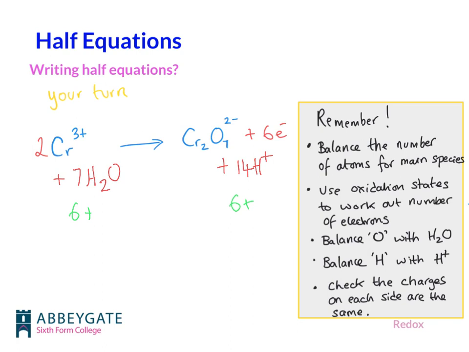Let's just write that out nicely in full to show the final thing. So we're going to say that we've got 2Cr3+ + 7H2O makes the dichromate ion Cr2O7 2- + 6e- + 14H+. Did you guys get it right?